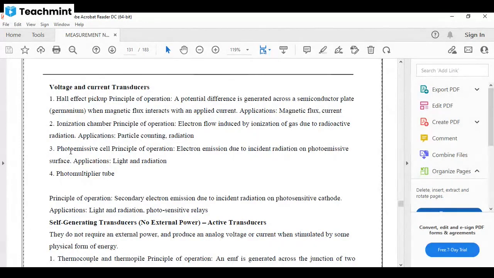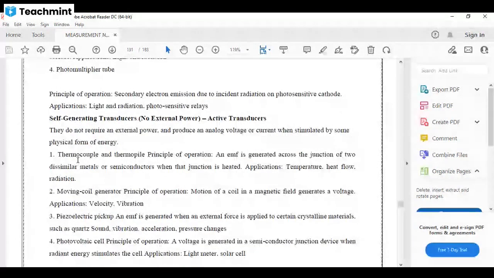And last, number 3 is the photoemissive cell. In this photoemissive cell, there is electron emission due to the incidence of radiation on the photoemissive surface. It can be used for light and radiation measurement.